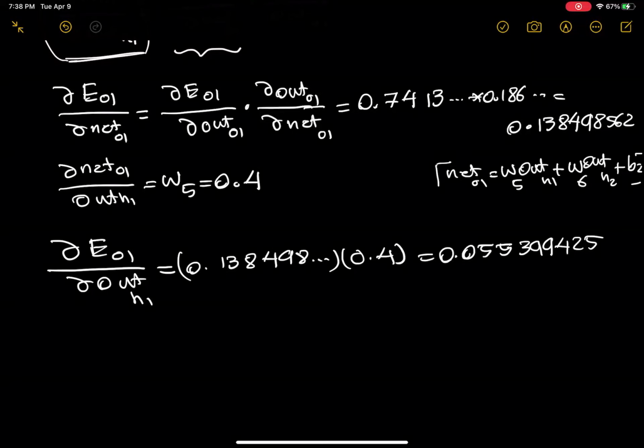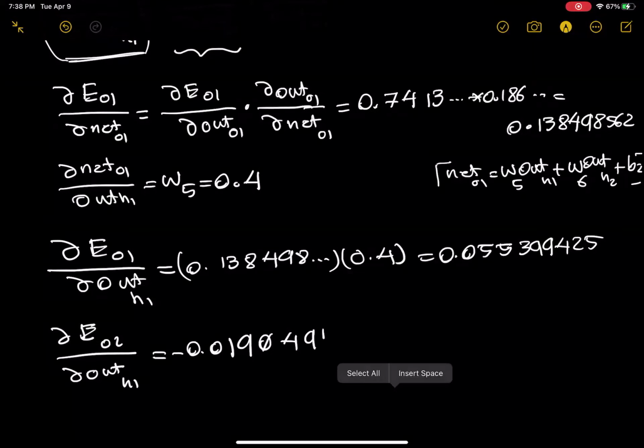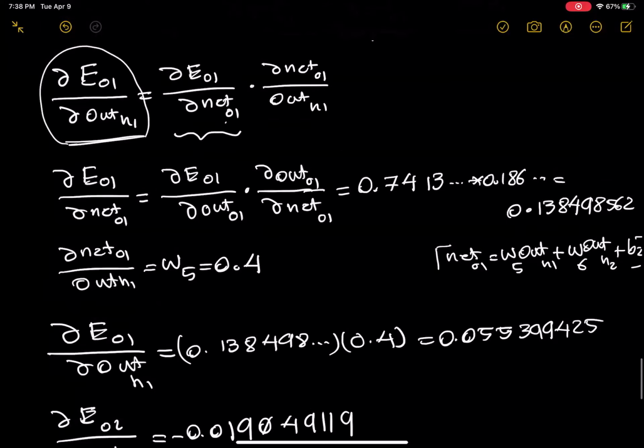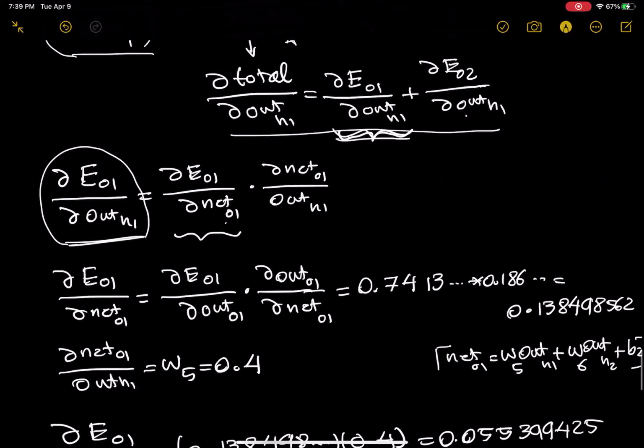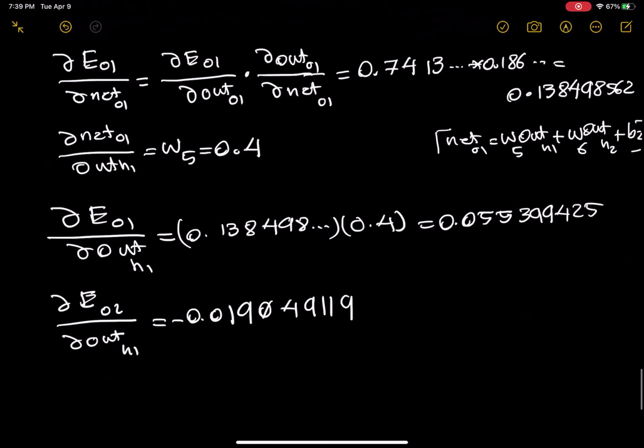It's exactly the same process for the second one, which is E of O2 with respect to out of H1, which is equal to negative 0.019049119. Okay, now I have both of these terms. I have this one and I have this one. I can calculate the total here, right?